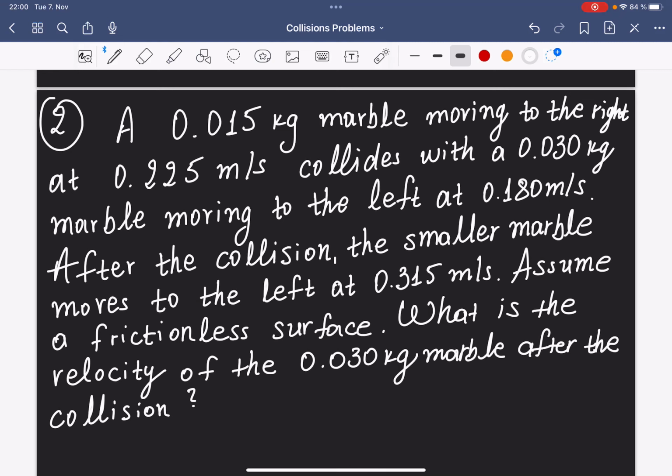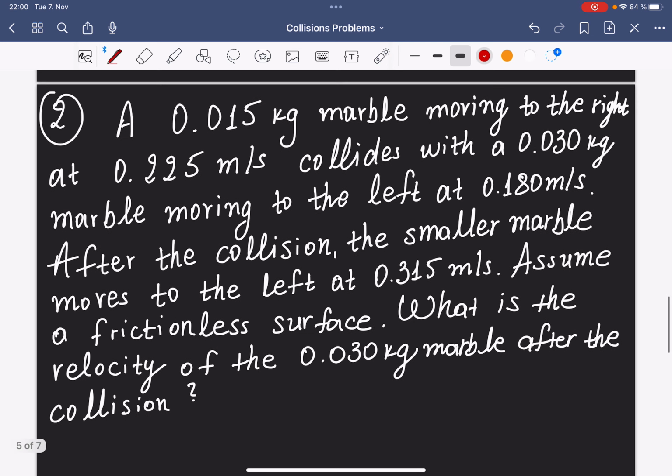Welcome back. Now in this video we're going to be looking at a scenario of collision where the two objects are initially moving in opposite directions, and we'll see what we really need to pay attention to when dealing with problems like this. So we have a marble of 0.015 kilograms moving to the right at this certain speed, and it collides with another marble of a different mass that is moving to the left at this certain speed.